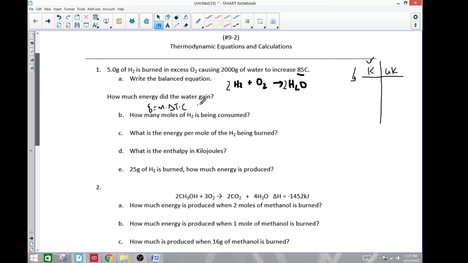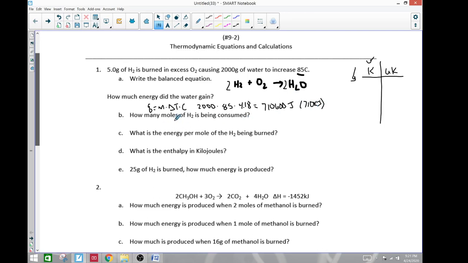Mass of the water is 2,000 grams, and the change in temperature is 85. The specific heat of water is 4.18, and therefore my answer is, grab your calculator, looks like we got 710,600 joules of energy. You could also say 710 kilojoules.